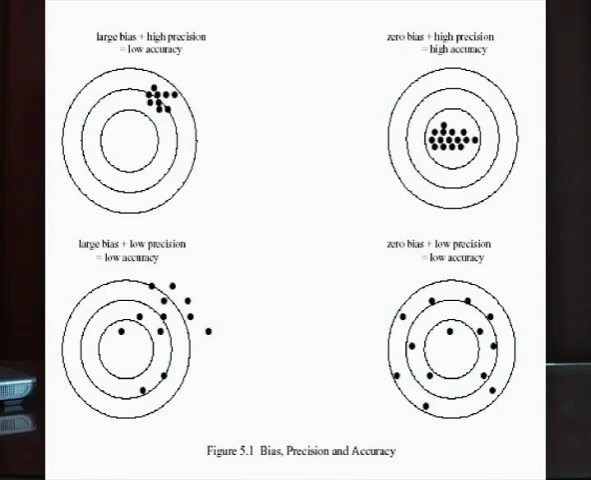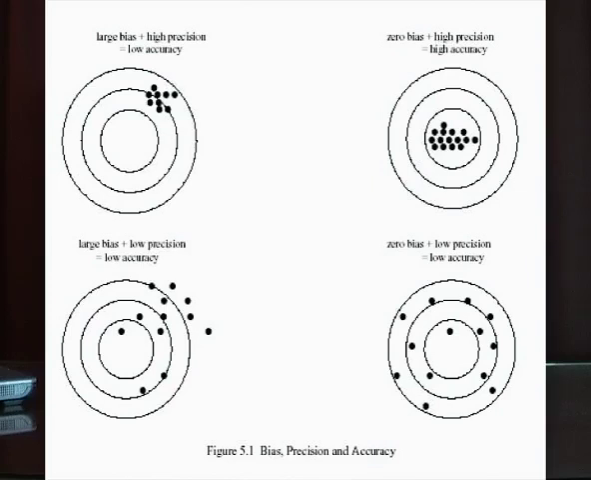The two pictures on the lower half are wholly unacceptable measurement systems because there is absolutely no consistency in the measurement. On the left hand side, there is no accuracy. On the right hand side as well, there is no accuracy because the readings are all scattered apart.